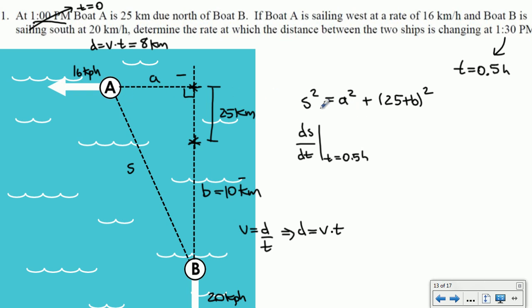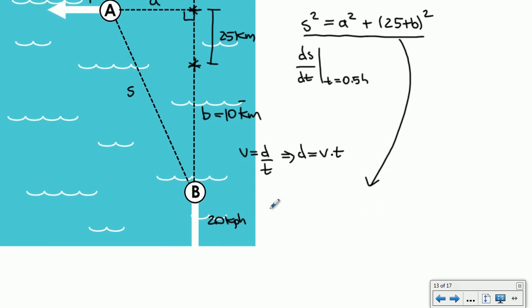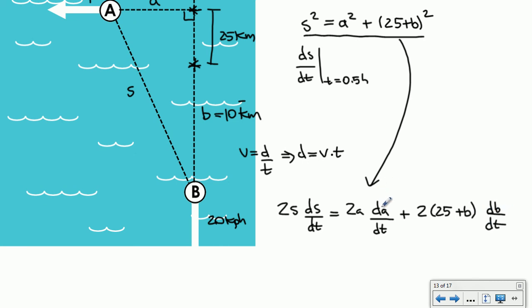So in order for us to figure out what dS/dt is, we can take this equation and do some implicit differentiation to it and see if we can get dS/dt isolated. So this will be 2s dS/dt equals 2a dA/dt plus 2 times (25 plus b) times dB/dt. We know already that dA/dt is 16 kilometers per hour and dB/dt is 20 kilometers per hour.